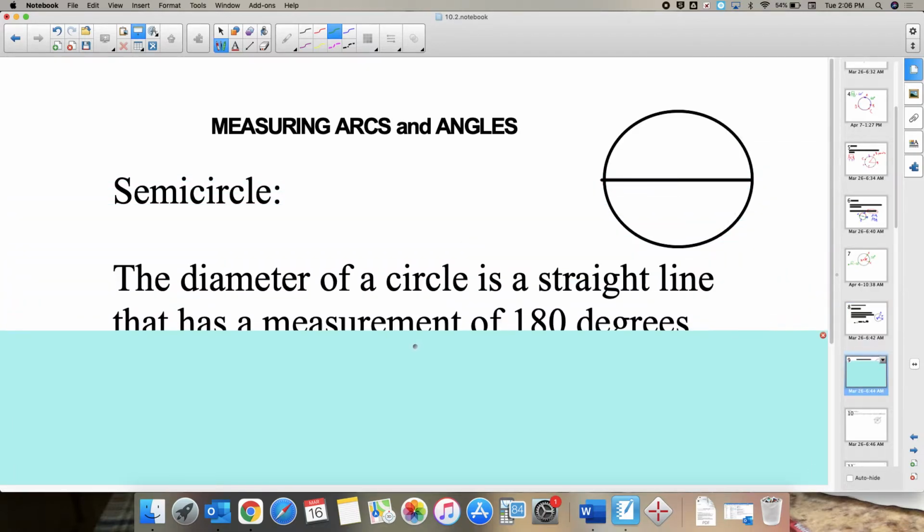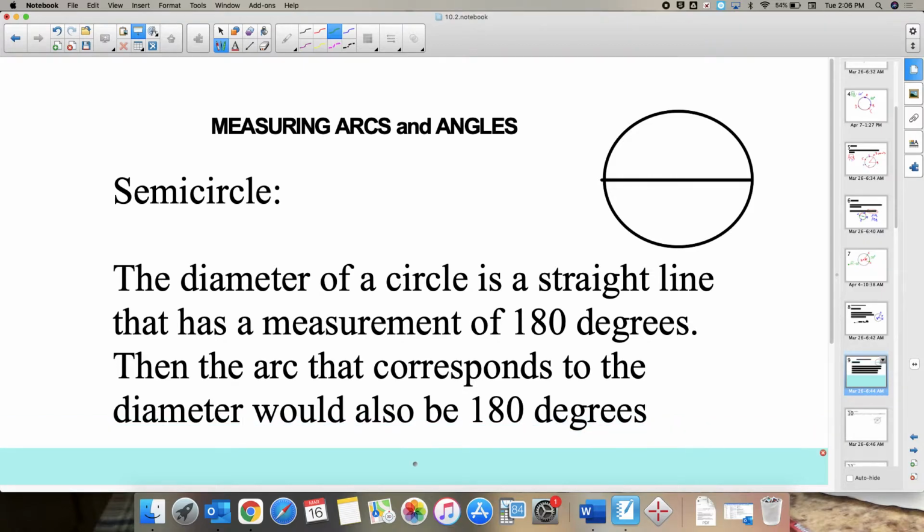Now a semicircle is made by a straight angle. The measure of that straight angle would be 180 degrees, so the arc it makes would also be 180 degrees. So your arcs of a semicircle will be 180 degrees also.